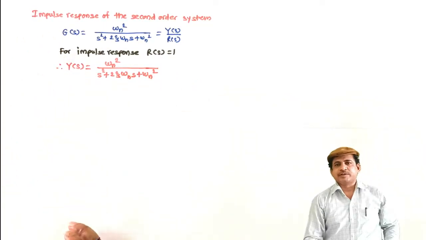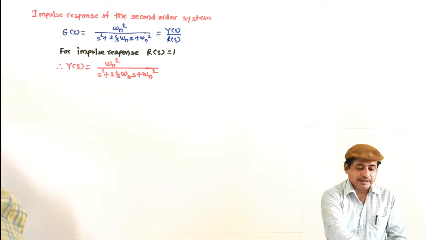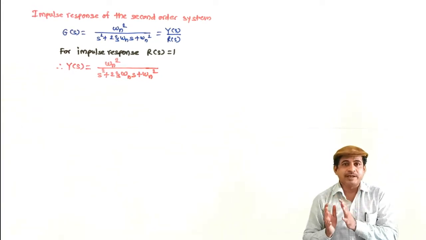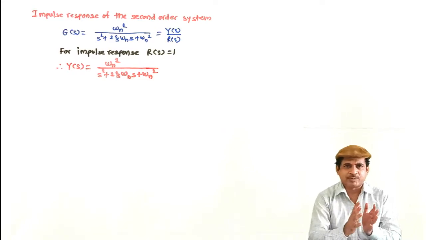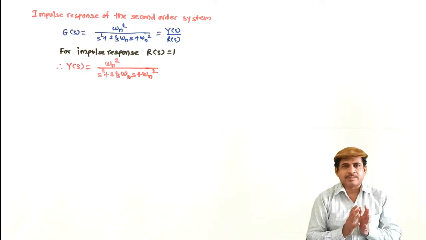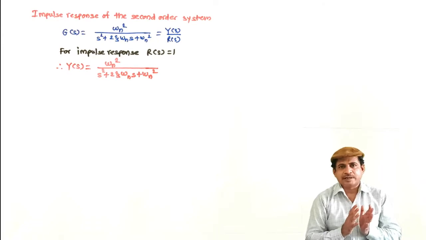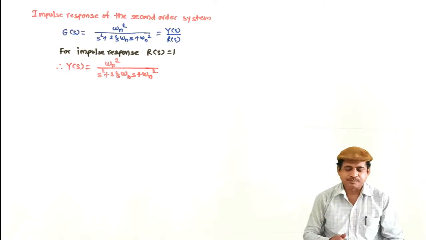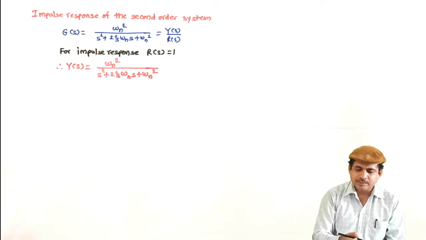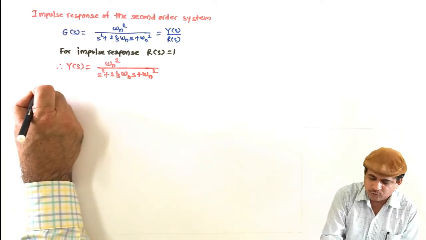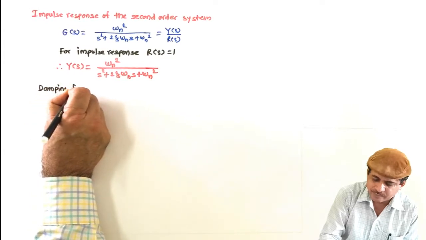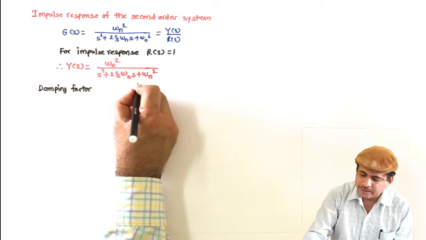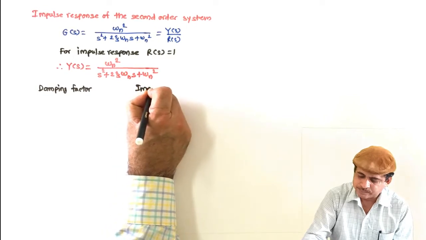Same as the transfer function. That is why impulse response and transfer function are Laplace transform pairs. That is, if you take the Laplace transform of the impulse response, you get the transfer function, and if you take the inverse Laplace transform of the transfer function, you get the impulse response. So again, for different zeta values we will do it. Damping factor and impulse response.